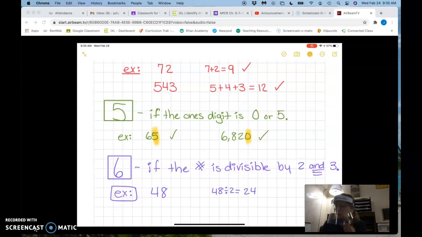24. Good. And can we divide 48 by 3 evenly? What is it? It's 16. So because it could divide evenly by both 2 and 3, we say yes, it is divisible by 6.